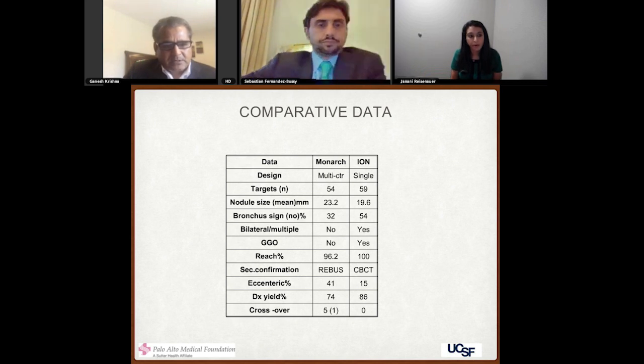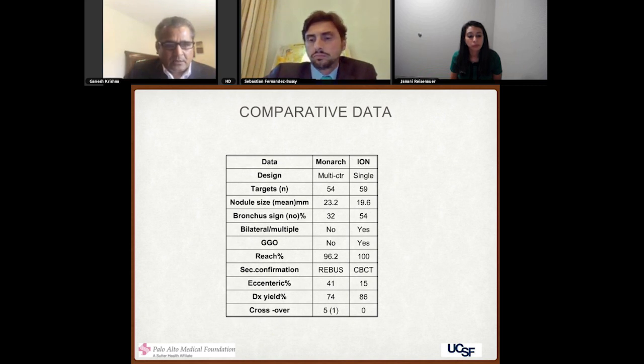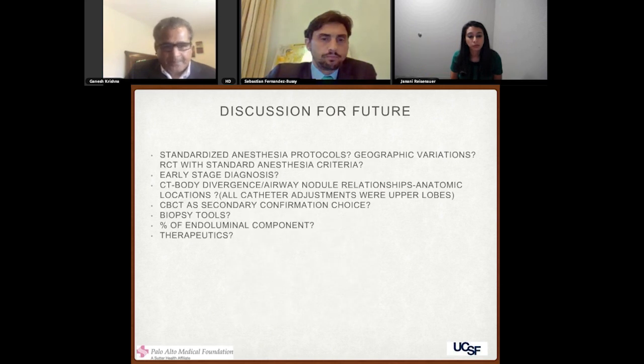The minor adjustments in the nodule direction I would compare to an eccentric placement of the radial probe catheter. So that also argues in favor of the accuracy of the system. We only had 15% that needed minor adjustments, whereas the eccentric location of the radial probe EBUS was about 41%. And there is the diagnostic yield. In the Monarch study, they had the ability to cross over to a different procedure and get a biopsy from a different procedure in the same study. We did not have any crossover procedure time.